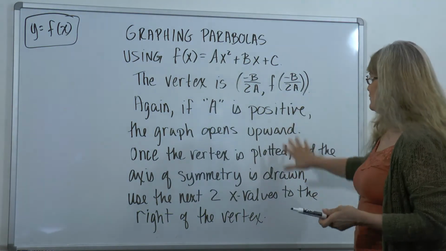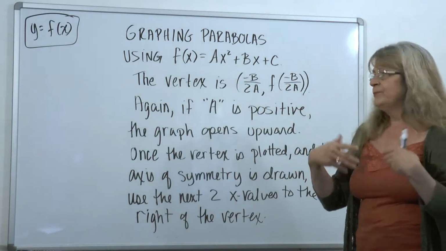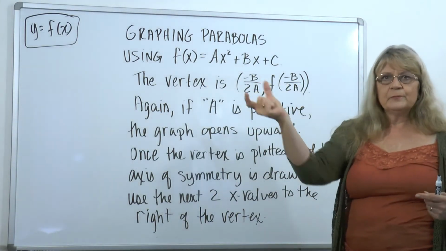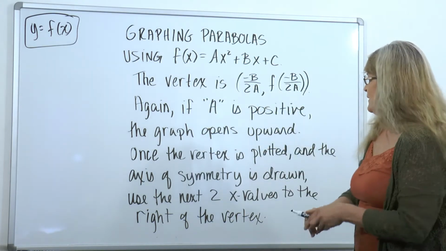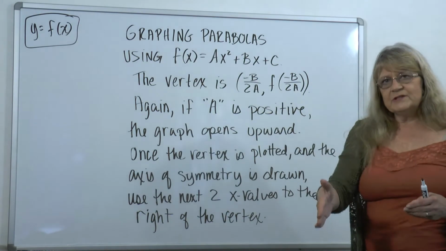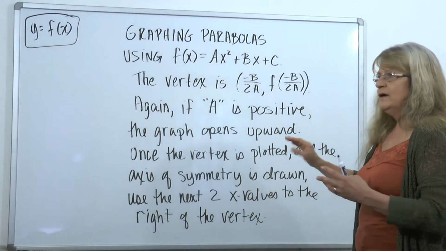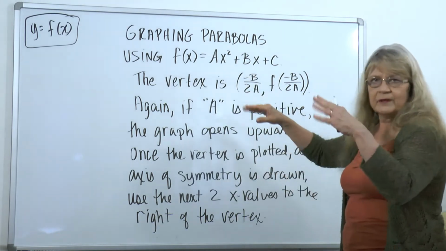Okay? After you do that, also, just like with the other format, if the a is positive, your parabola opens upward. If it's negative, it opens downward. And then, once you do that and you plot your vertex and put in your axis of symmetry, we're going to do again the next two x values over to the right, put them in the function, see what you get, and plot the points.